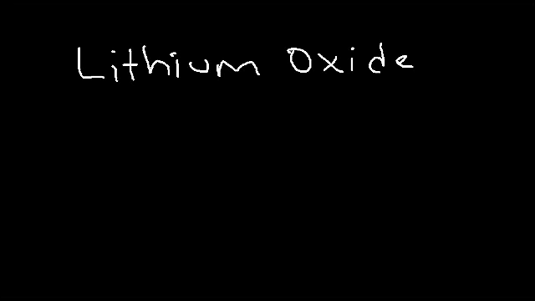Now, what should we do if the magnitude of the charges are different, if it's not the same? So consider the example lithium oxide. Lithium is found in the first column of the periodic table. It's an alkali metal and it has a +1 charge. Oxide is a chalcogen. It's in group 6A, and so it has a -2 charge. So what do we do in this case if the charges are different?